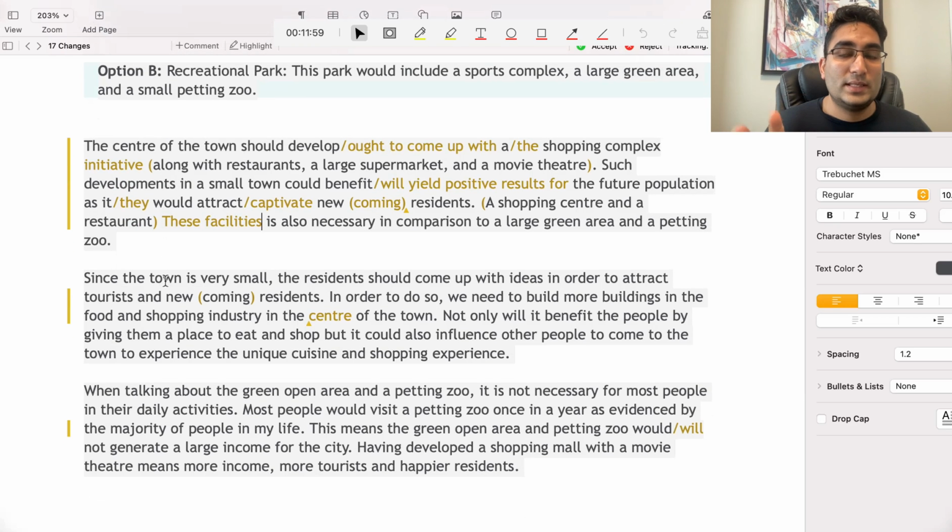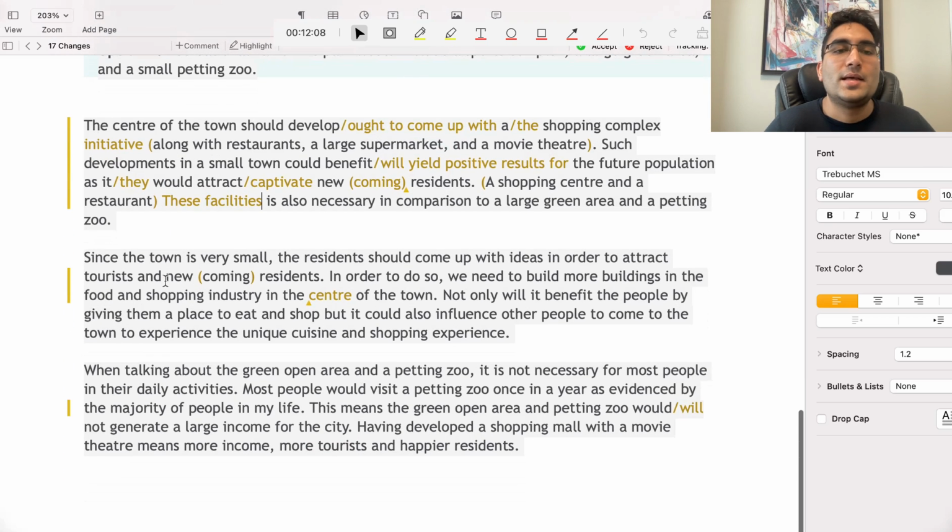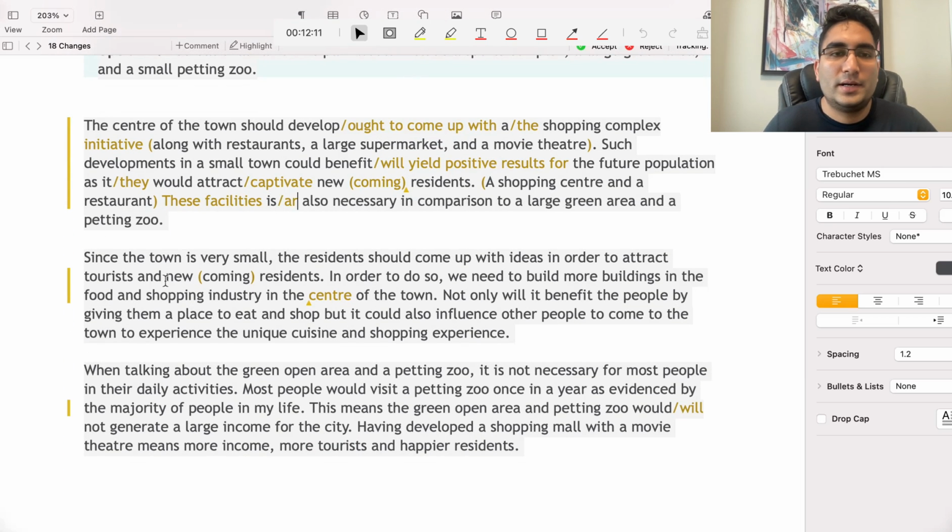And examiners are always thinking that you're the villain. Okay, so you're committing the crime of repeating words. So we want to show that we can come up with new words, not just copy the question. These facilities are, so I'm going to make it are now, are also necessary. Okay, are also a requirement. Can we say necessary in a better way? Are also significant, essential, mandatory, compulsory. They are all good words. I'm thinking if we can make it more fancy. Are also, okay, let's say a dire need.